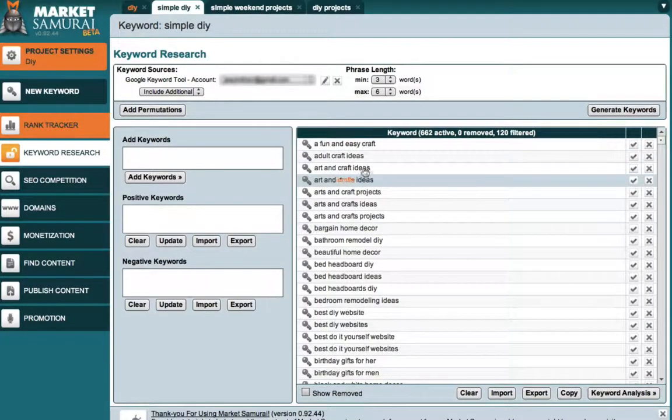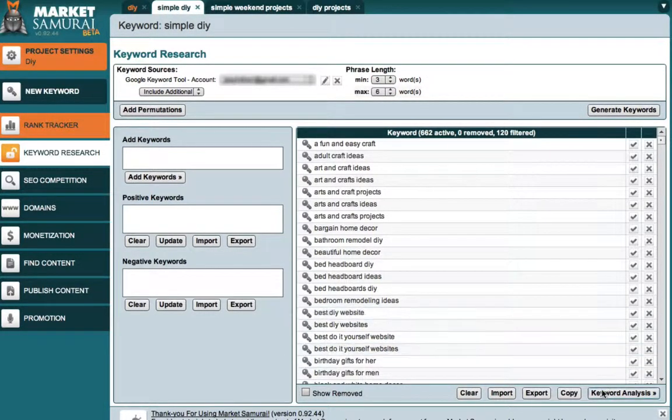I already got everything set up, guys, just to speed everything up here. But now, instead of adding keywords, I'm going to use Market Samurai to generate some related keywords towards that one specific little Simple DIY term. And I like to go with 3 to 6 words max.